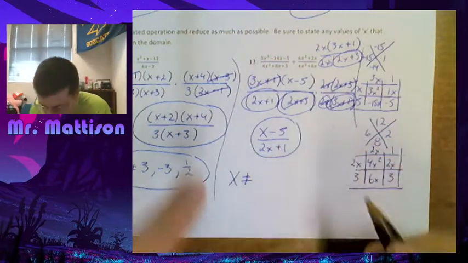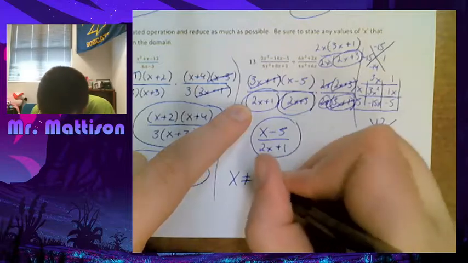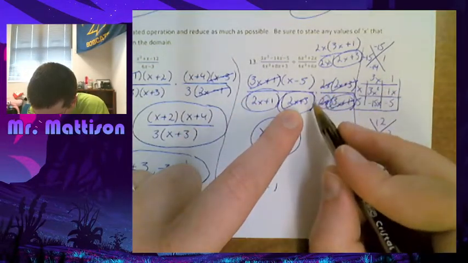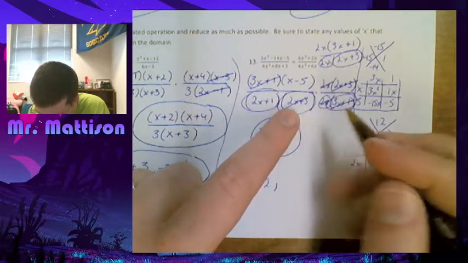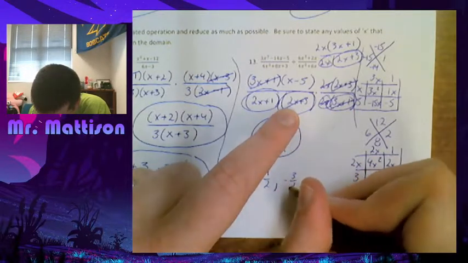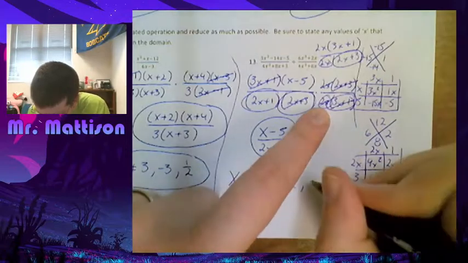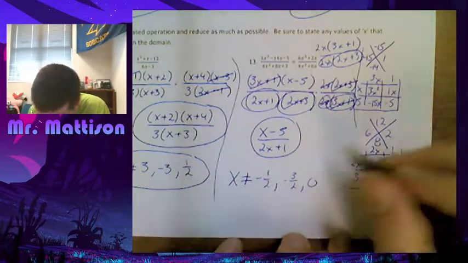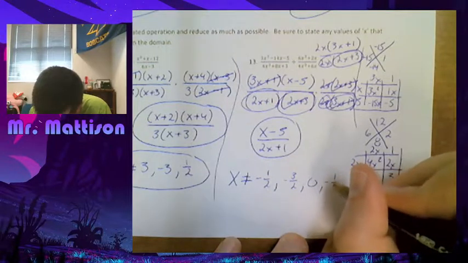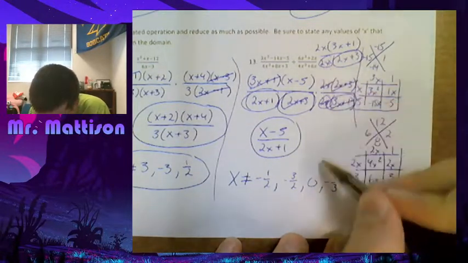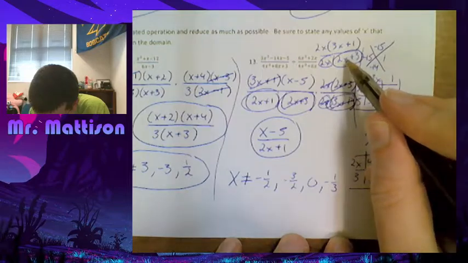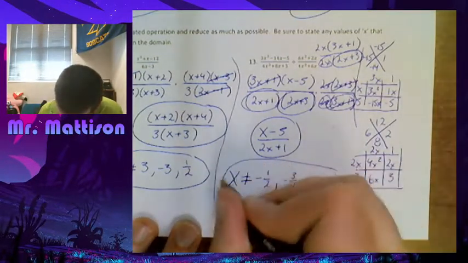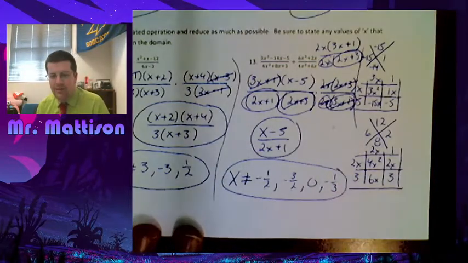So x cannot be, this would be a negative 1/2. This would be, that's plus 3, so that would be a negative 3/2. x cannot be 0 from that. It cannot be a negative 1/3. And up here, that's another 0, and then here is another negative 3/2. So I already have all of those covered. So that is what I cannot end up having.